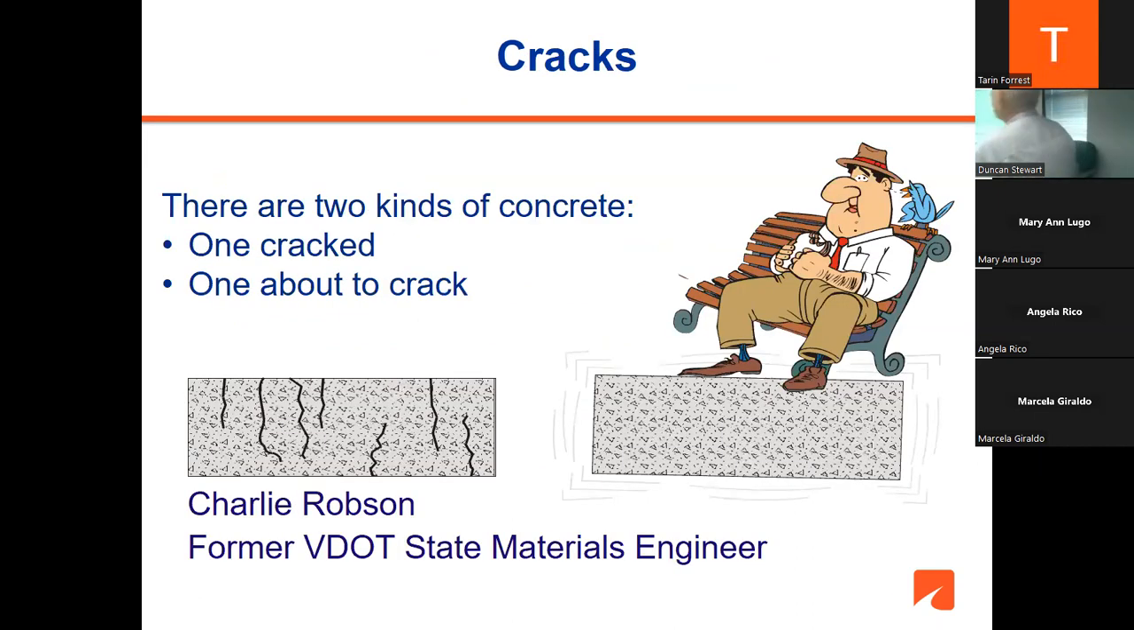Okay, so we go back to cracks. We know that concrete is very good in compression, but not so good in tension. And therefore, it's a brittle material, like a piece of chalk. So when you load it and you bend it, you get cracks. This is from our former VDOT state materials engineer, Charlie Robson. And Charlie Robson in our meetings would always tell us there are two kinds of concrete, one cracked and one about to crack.